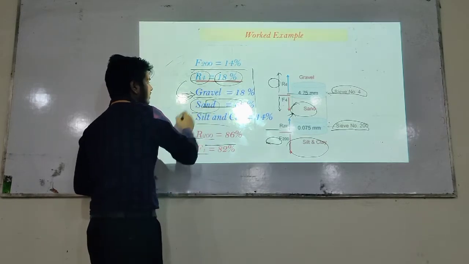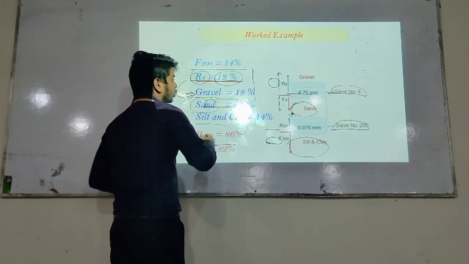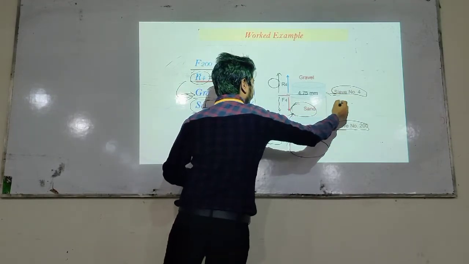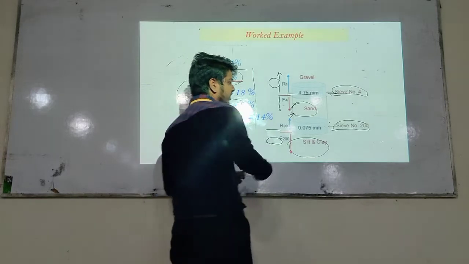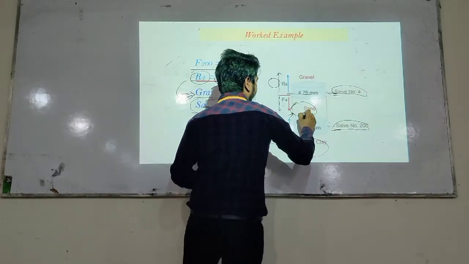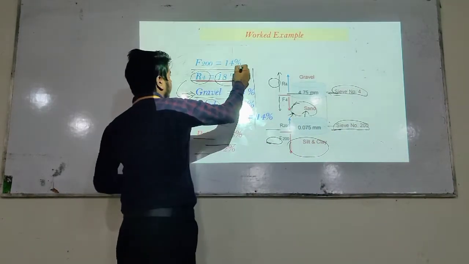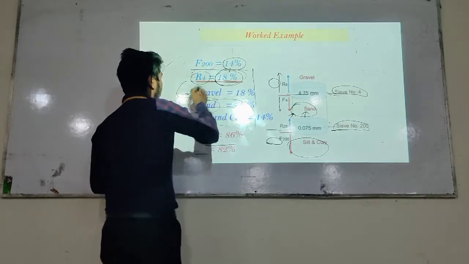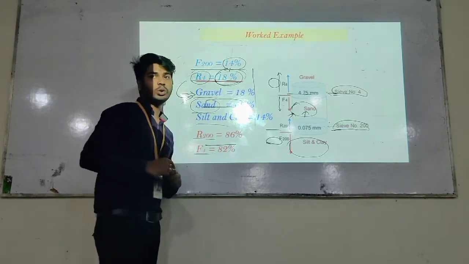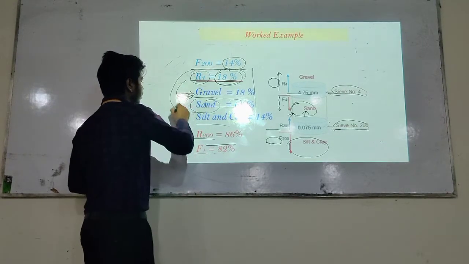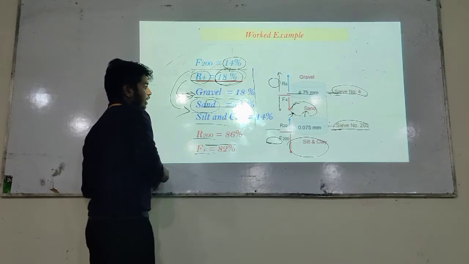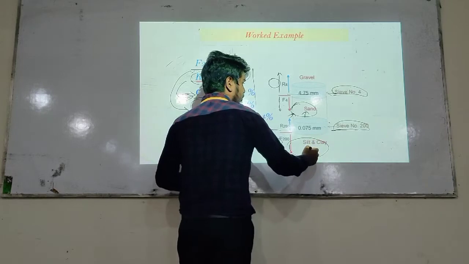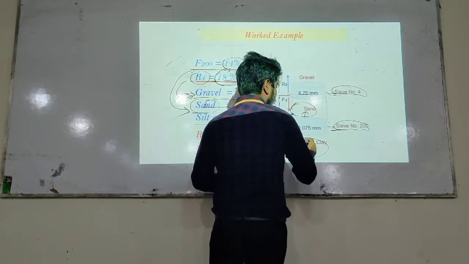Now the sand. How can we find the sand? Those particles that pass sieve number 4 and are retained on sieve number 200 are sand. So if we add F200 and R4 and subtract from the total aggregate, we can find the sand. Silt and clay: we already know that particles that pass sieve number 200 are silt and clay.